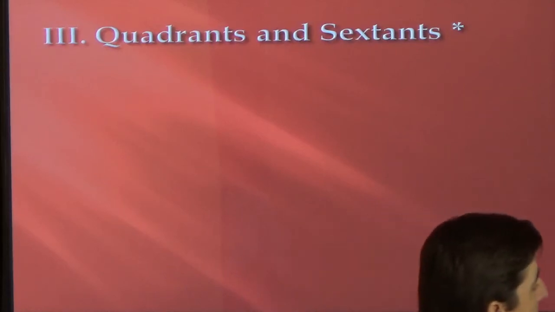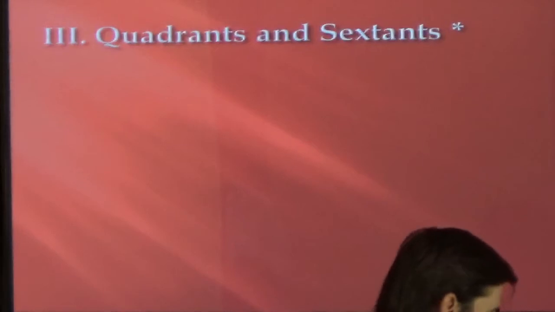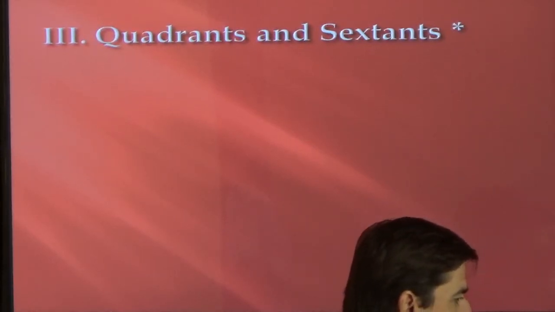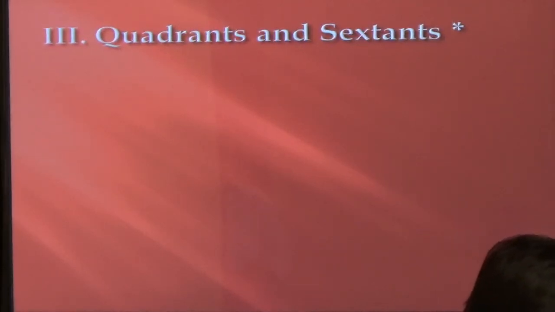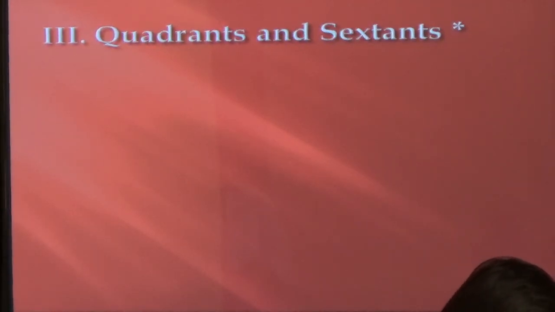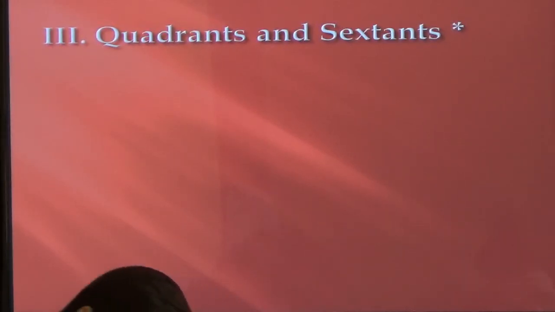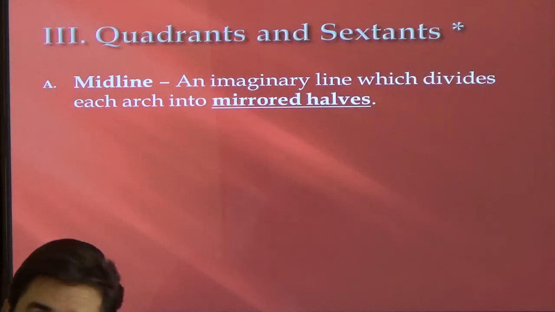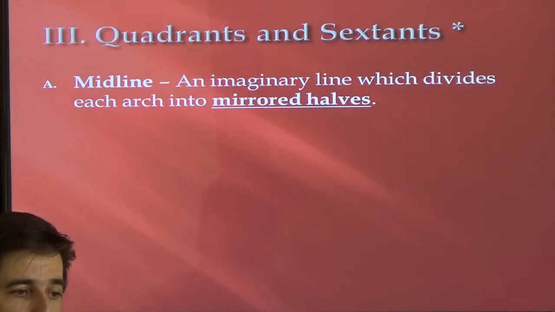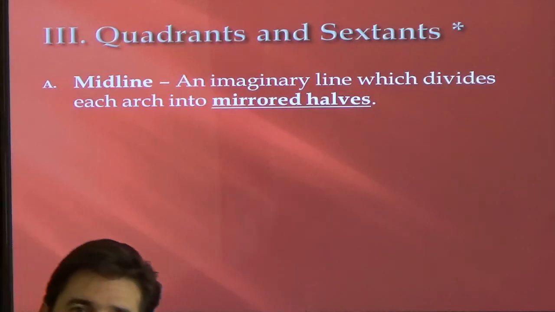And if they're sextants, then the mouth is divided up into how many? 6. Okay, so the mouth can be divided up into quarters, quadrants, or sextants. Okay, midline. We talked about the midline, right down the middle. There's an imaginary line right down the middle of your face, right down the middle of your teeth. So right between the 2 centrals is your midline.